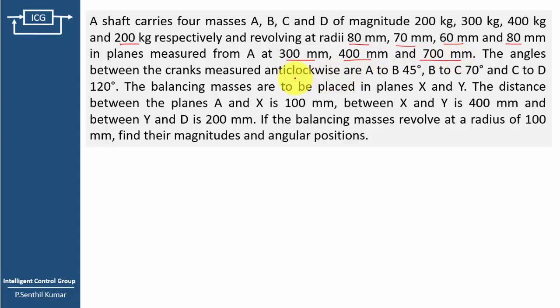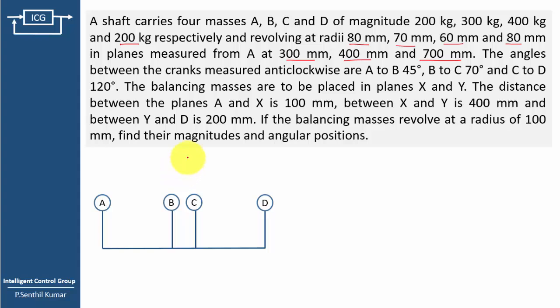Let us take 4 masses A, B, C and D. Here some conditions are given. I mean the distance between A and B, A and C, A and D are given. Here B is placed 300 mm from A. So the distance from A to B is 0.3 meter.